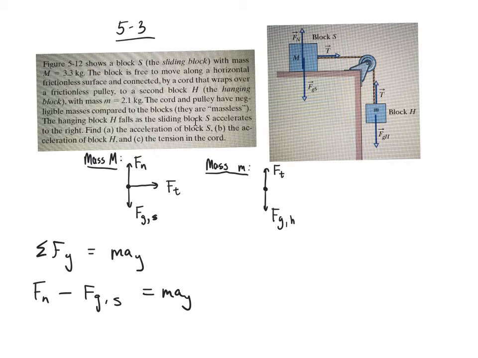Good. So this is 0 because AY has to be 0 for the first block. It's not accelerating up or down. It's in vertical equilibrium, vertical translational equilibrium in that case. So this becomes 0 in this problem here. Again, because AY is 0 for the first block. Is that going to be the same case here?